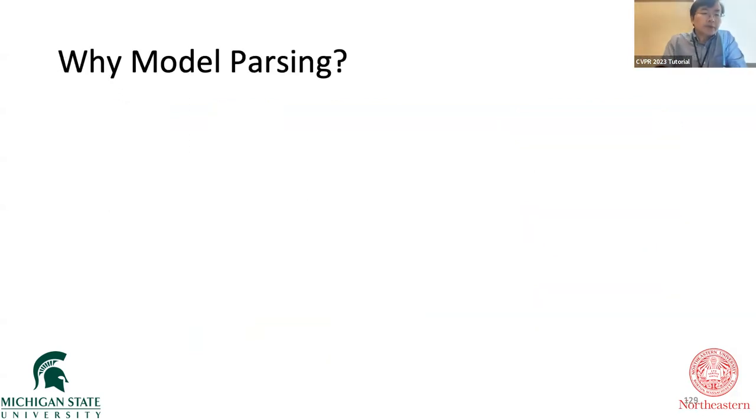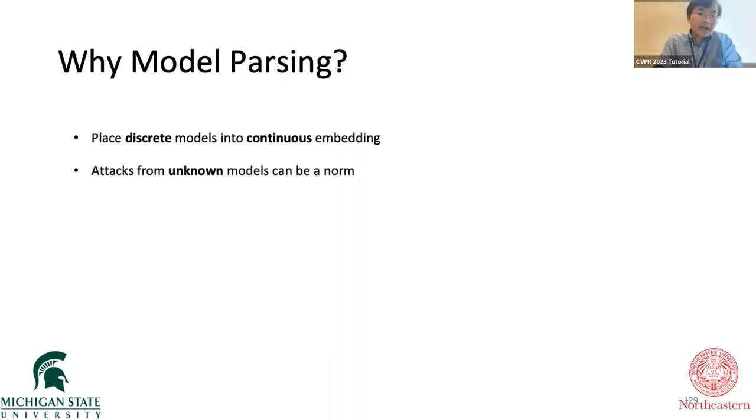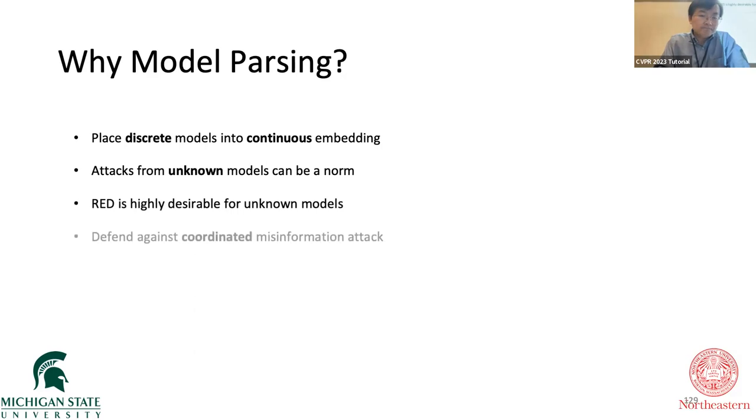So why do we need to do this? Well, we want to place discrete models into a continuous space, as I mentioned, right? And we want to somehow quantify the sort of GMs. We want to handle the attack from the unknown models. And also we want to defend against coordinated misinformation attacks.